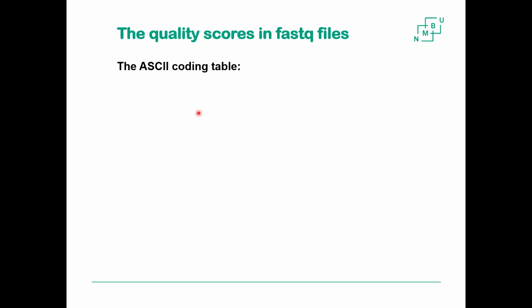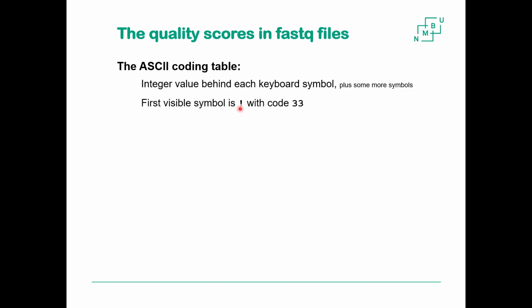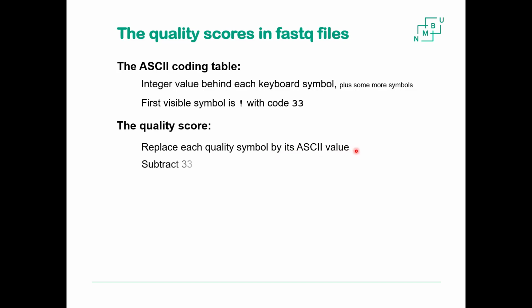We need the ASCII coding table to understand this. There is in this table an integer value behind each keyboard symbol, plus some additional symbols that you don't see on the keyboard. The first visible symbol is the exclamation mark, and it has the integer code 33 in this table. This quality score, which is related to any symbol in this quality line, you get by replacing each quality symbol by its ASCII value and then subtracting 33.